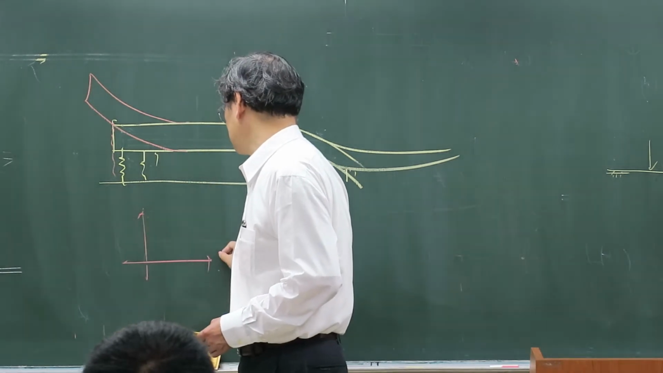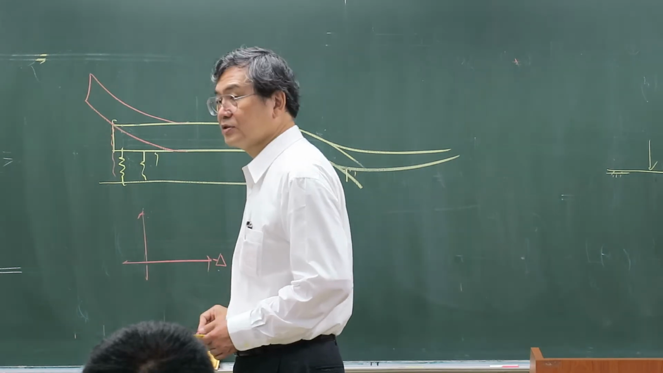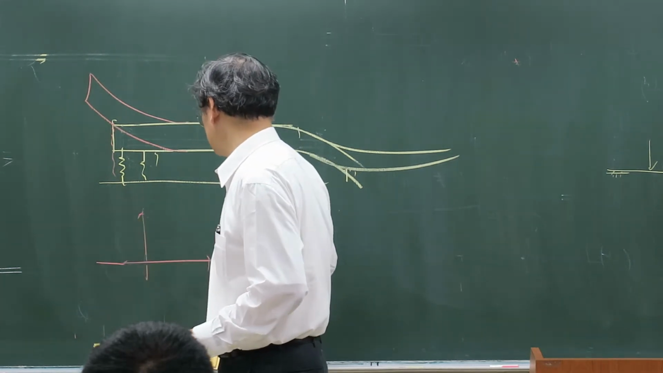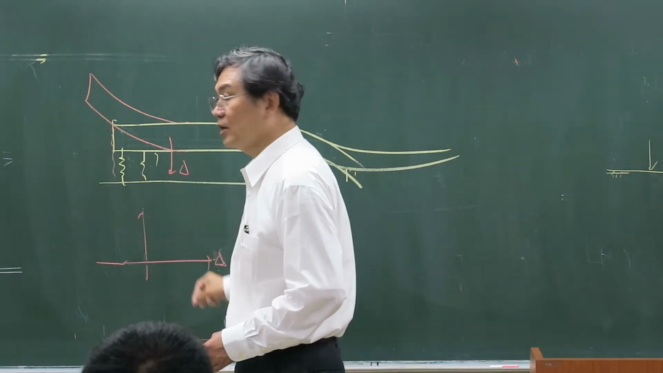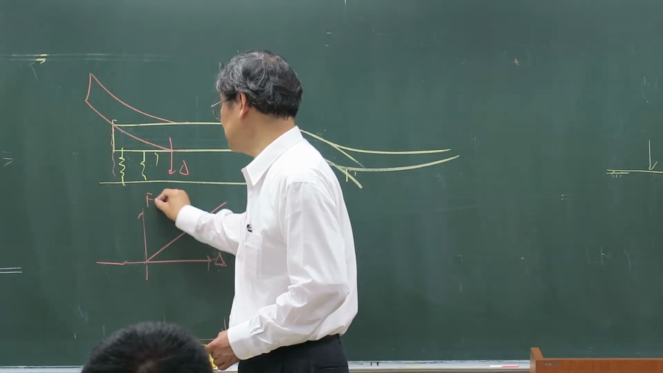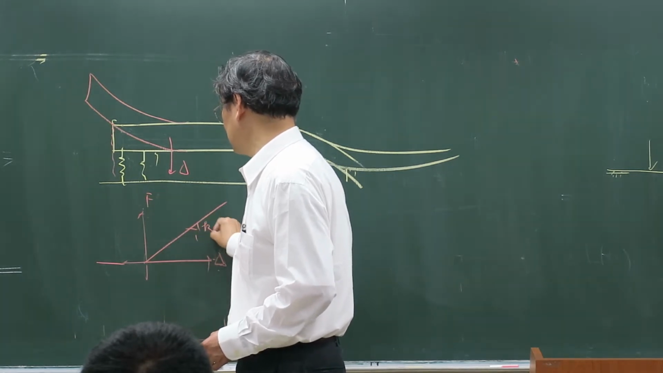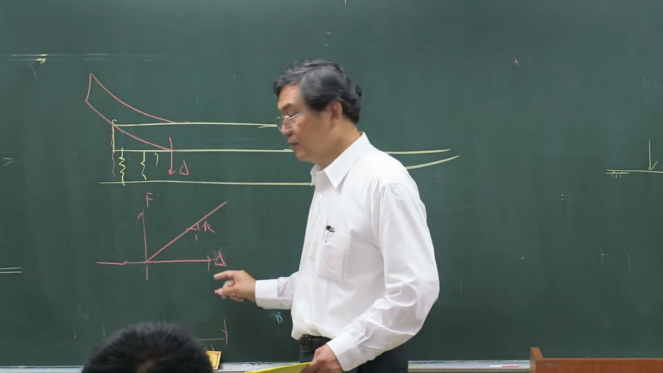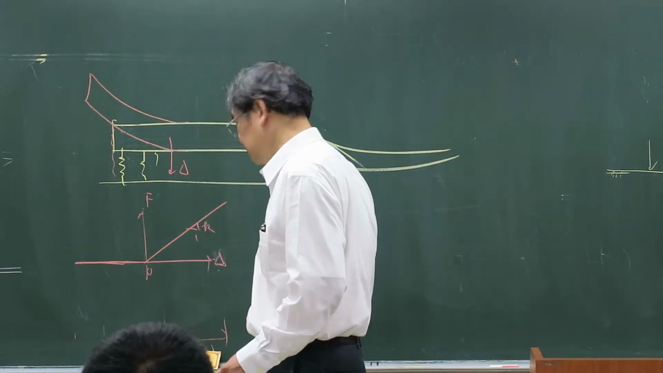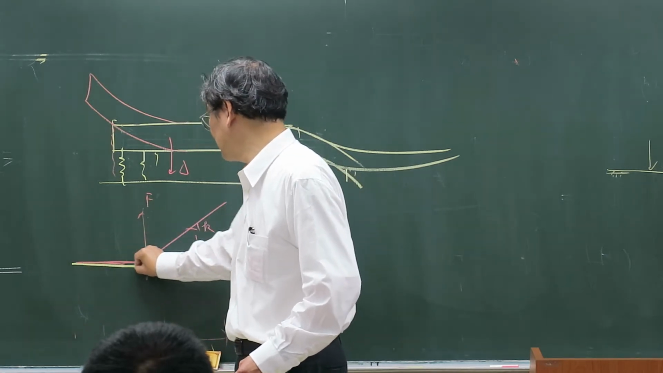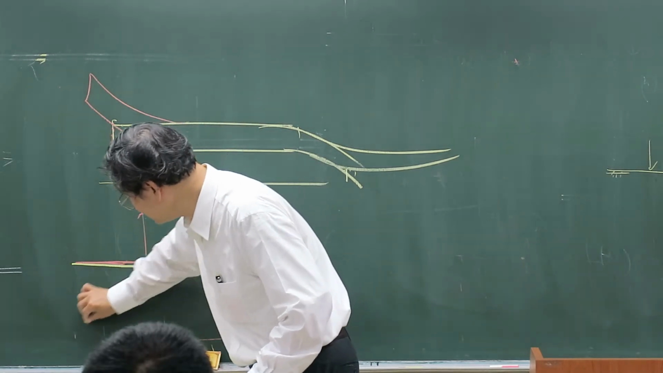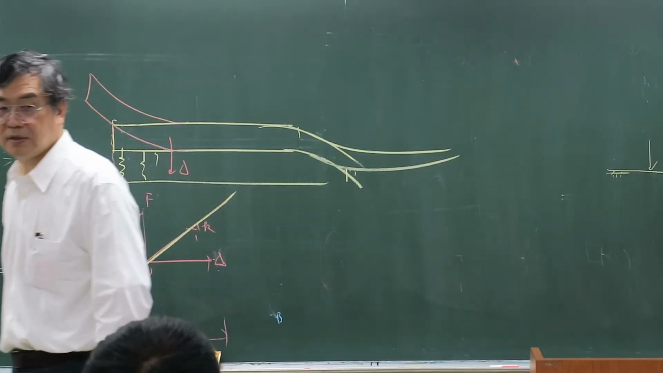So for this spring, delta is minus. Okay, in positive delta, delta positive is downward. So we have the reaction force K delta, right? And for delta negative, this we call the one-way spring. One-way spring. Okay. Understand?